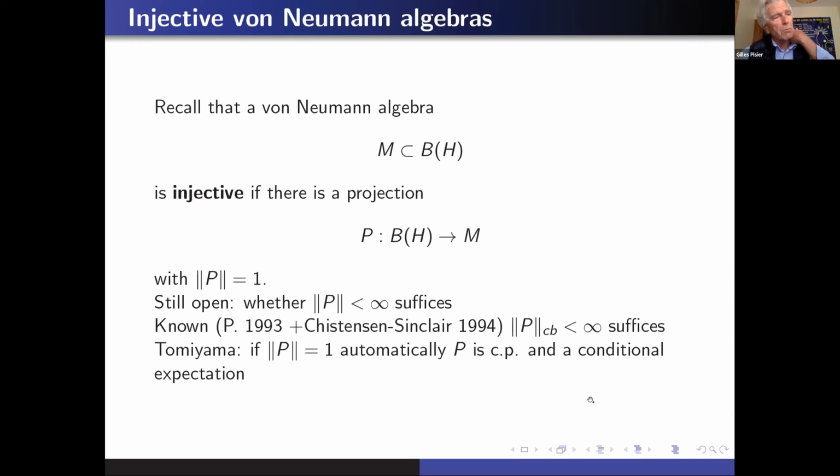But it's known that a completely bounded projection suffices to imply that the algebra is injective. And another classical thing, due to Tomiyama, is that if there is a projection of norm 1, automatically there is a positive one, in fact a completely positive one. That same projection is completely positive, and it is a conditional expectation.